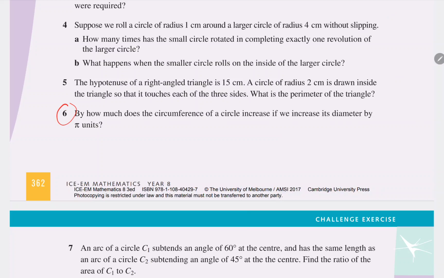And we see the original. No, we have to find the original circumference first, and then find how much it increases when you multiply it by pi. Want to try? Yeah. Give it a try.